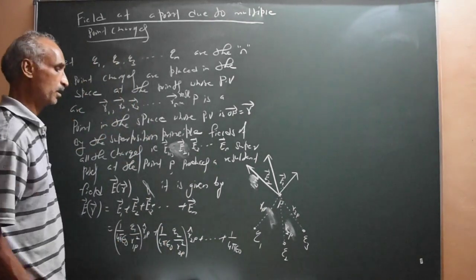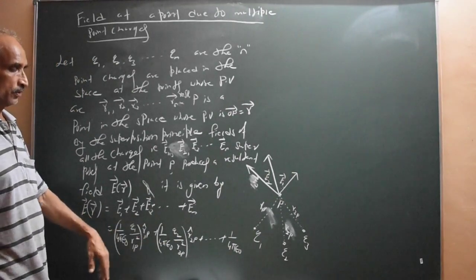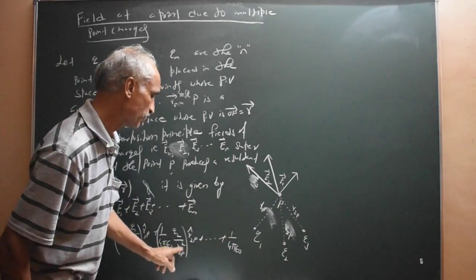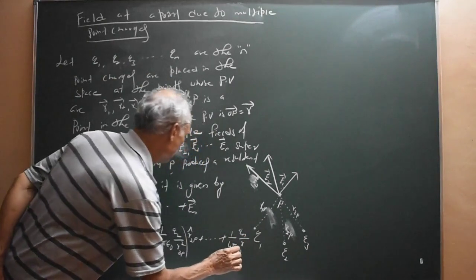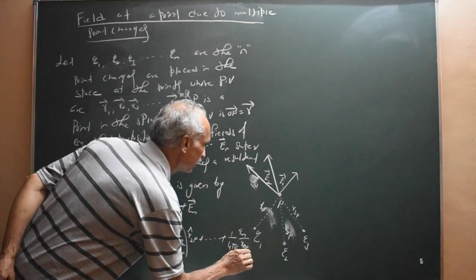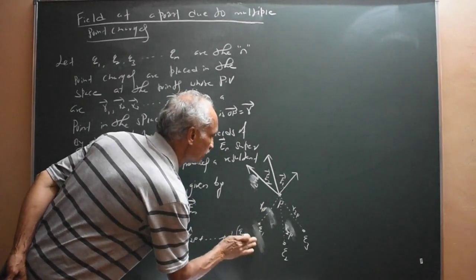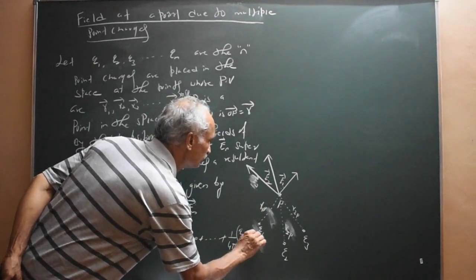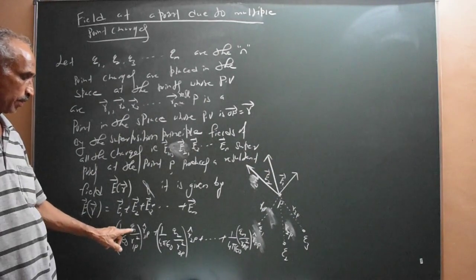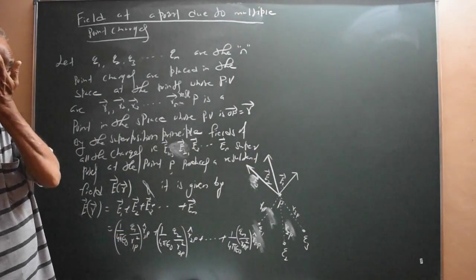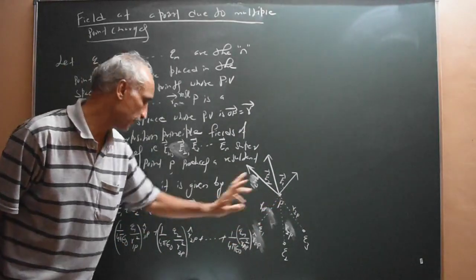Here R1P square should be taken, the square of the distance. 1 upon 4 pi epsilon naught Q upon R square into R cap. So it is R2P square, and it is 1 upon 4 pi epsilon naught the charge Qn upon RnP square into RnP cap. So this is the magnitude of the field E1 bar, meaning E1 is equal to 1 upon 4 pi epsilon naught Q1 upon R1P square, where R1P is the distance between the charge Q1 and the point P.